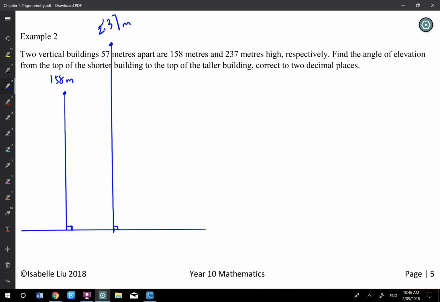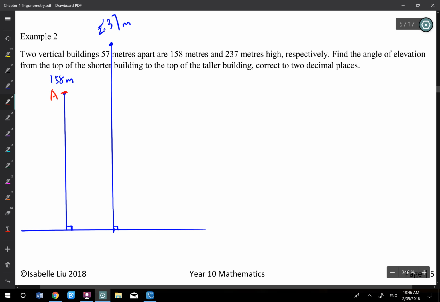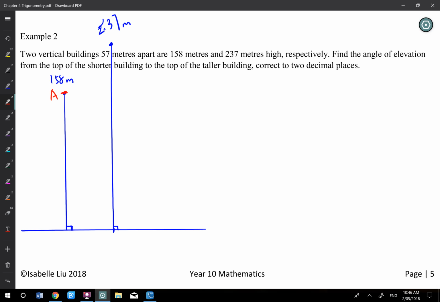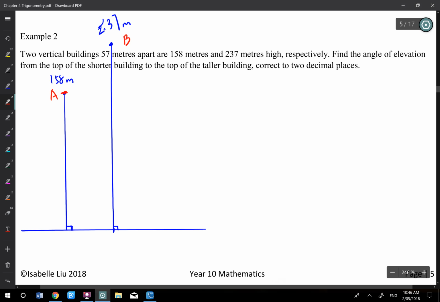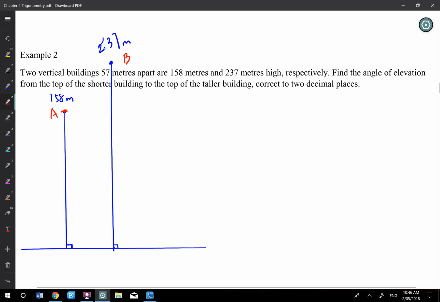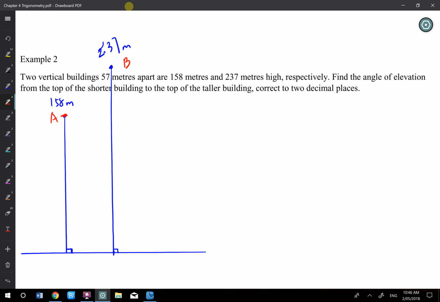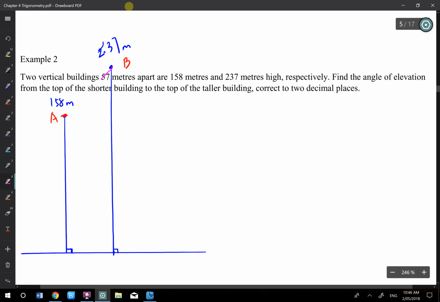Now, find the angle of elevation from the top of the shorter building, say person A standing here, to the top of the taller building, this is the taller building, from A to B. A looking to B will have this straight line.